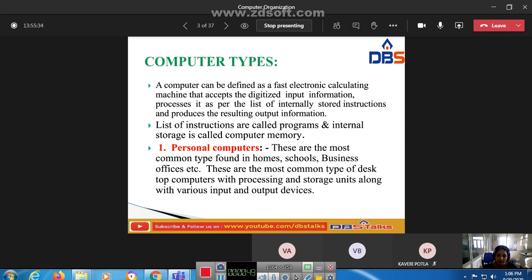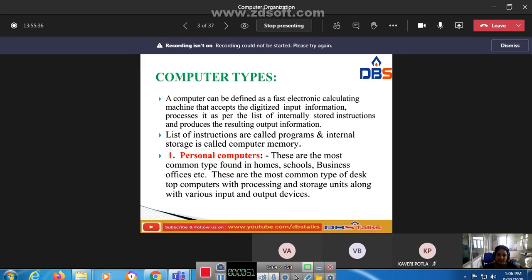Whatever information it takes is digitized input information. It processes the information as per the internally stored instructions and produces the resulting output information that can be given to the user. So this is called the computer. The list of instructions is called programs, and the internal storage is called computer memory.